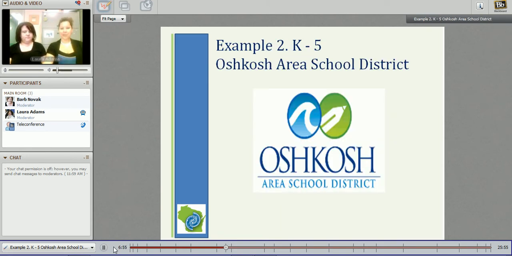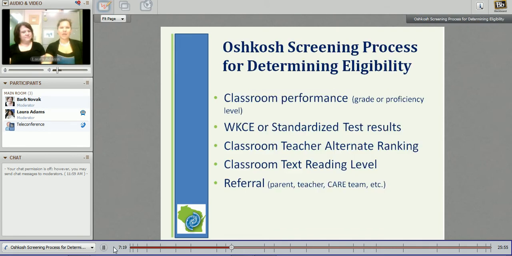Our next example is shared by the Oshkosh Area School District. First of all, we really appreciate the contribution of the Oshkosh Area School District. And as Barb mentioned earlier, the whole point here is that they are bravely sharing their examples and their information in order just to be helpful to the field as a whole. So what we're going to share here is the Oshkosh Area School District screening process for determining eligibility.